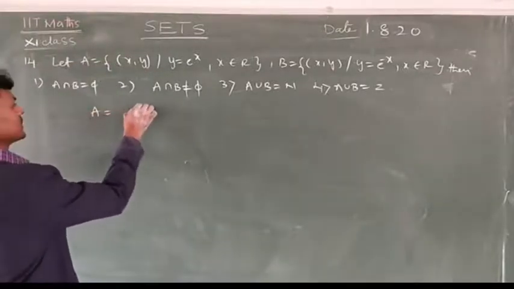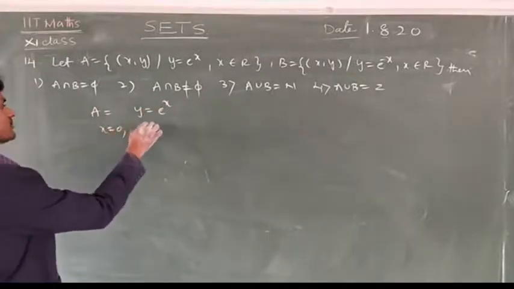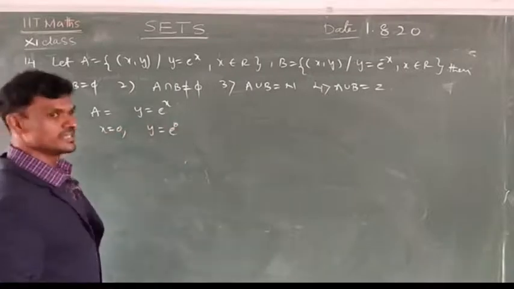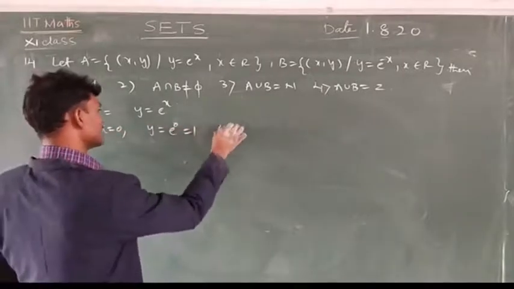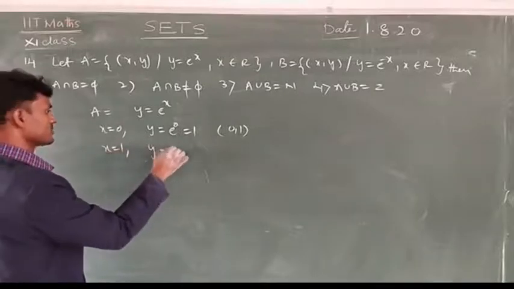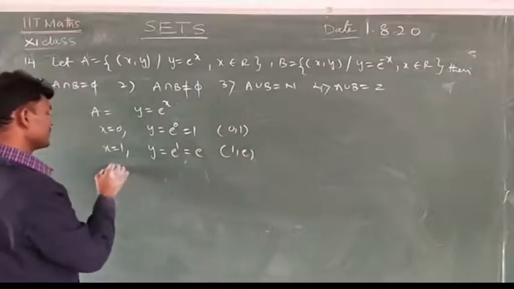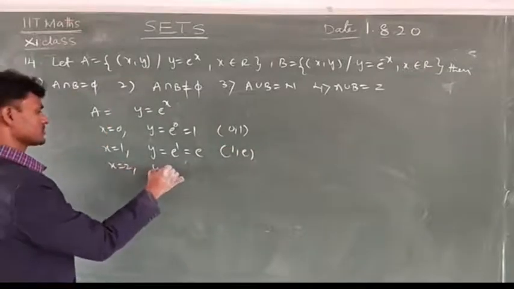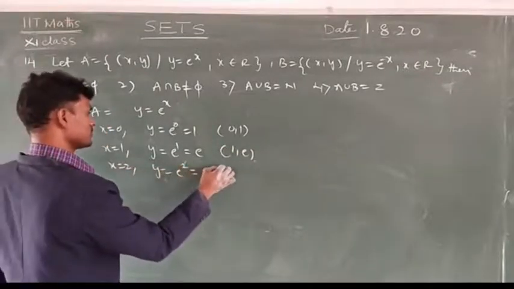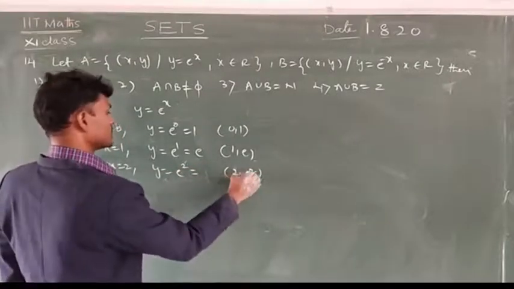Let A be y is equal to e power x. Then you can take x is equal to 0, so y is equal to e power 0. Anything power 0 is equal to 1. Then (0, 1). Next x is equal to 1, y is equal to e power 1 is equal to e. Then (1, e). Again you can take x is equal to 2, y is equal to e square, so (2, e square).